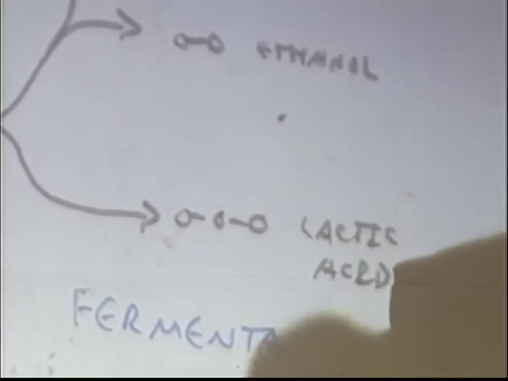In the other pathway, we have our 3 carbon molecule that basically just rearranges a little bit to produce lactic acid. All right? Both of these are fermentation processes. Okay? The fermentation process that produces CO2 and ethanol, or the fermentation process that produces lactic acid.